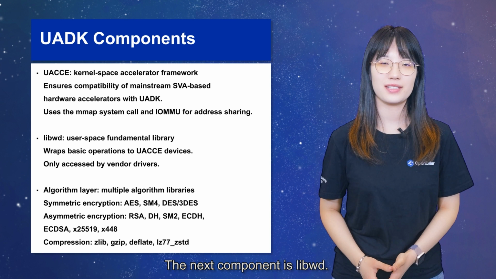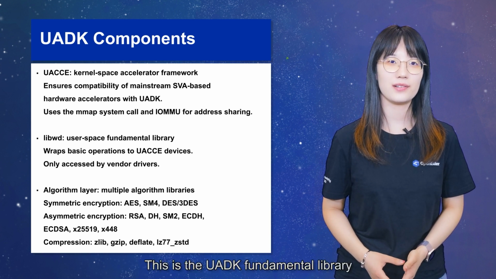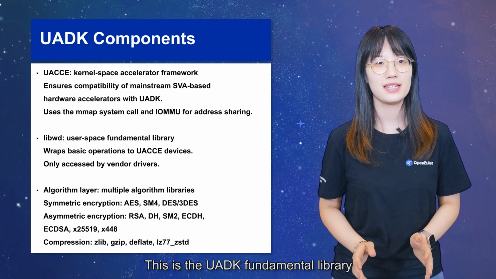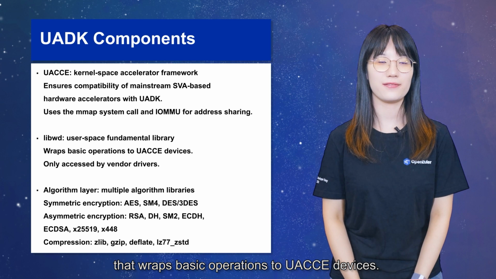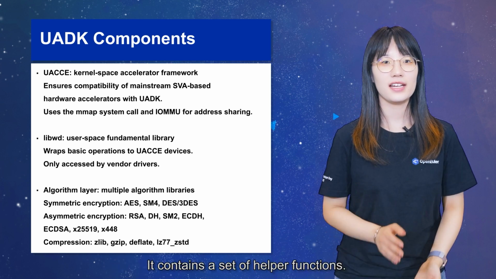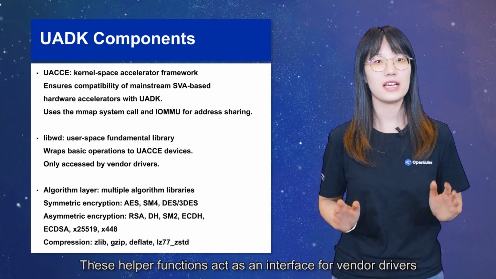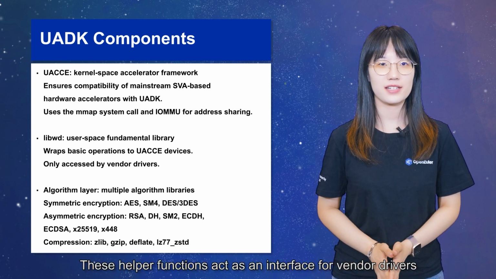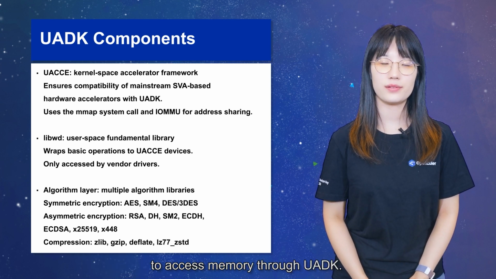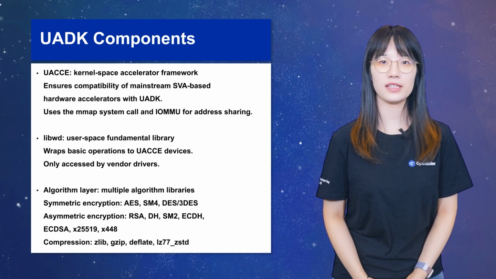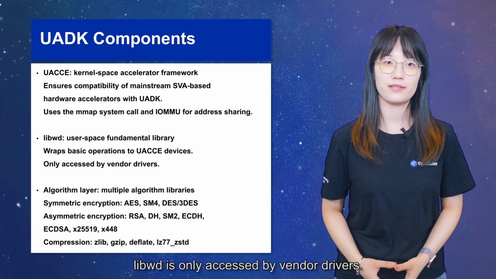The next component is libwd. This is the UADK fundamental library that wraps basic operations to UACCE devices. It contains a set of helper functions. These helper functions act as an interface for vendor drivers to access memory through UADK. libwd is only accessed by vendor drivers.